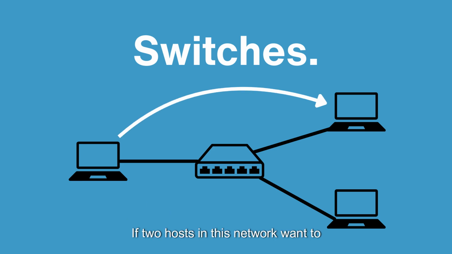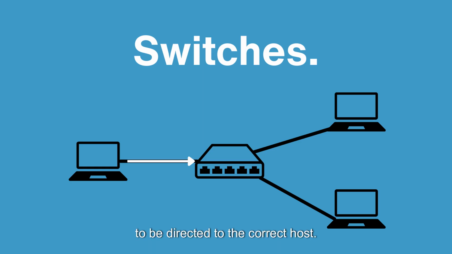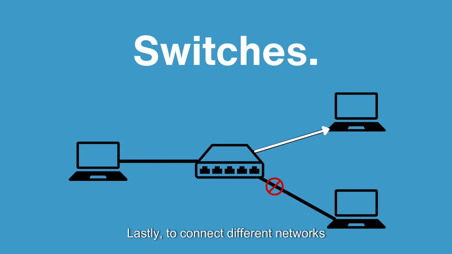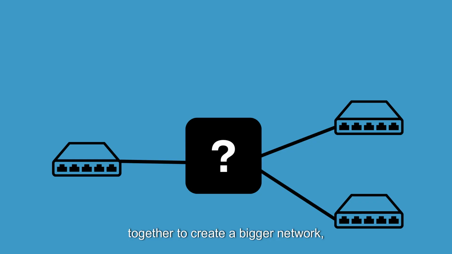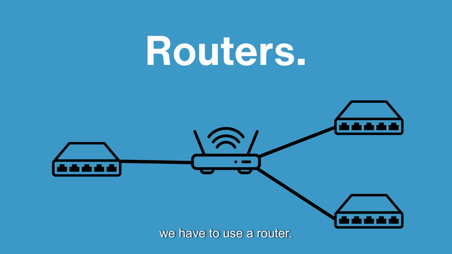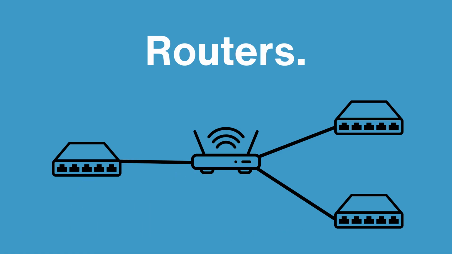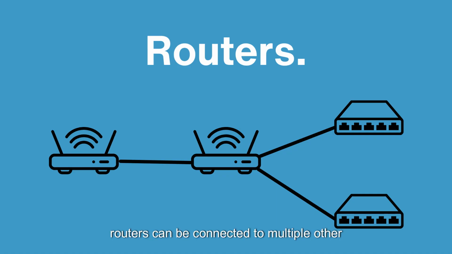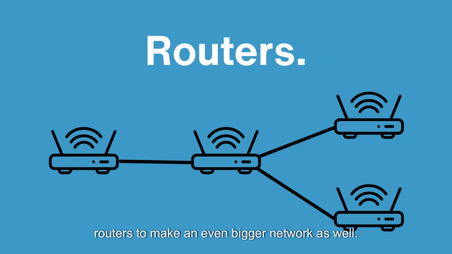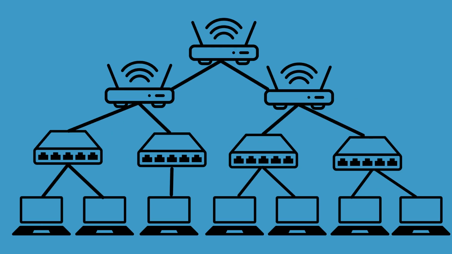If two hosts in this network want to communicate, the data will be sent to the switch to be directed to the correct host. Lastly, to connect different networks together to create a bigger network, we have to use a router. Notice how the switch connects different hosts, and router connects different networks. That's how they're different. A crazy thing is, routers can be connected to multiple other routers to make an even bigger network as well. With multiple routers connected to each other like that, every device in the world can all be connected together nowadays. That's why it's called the internet.